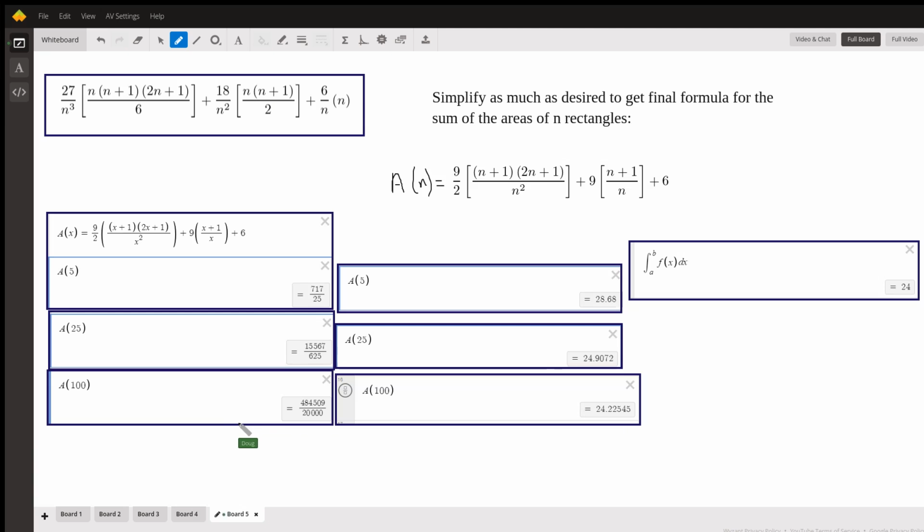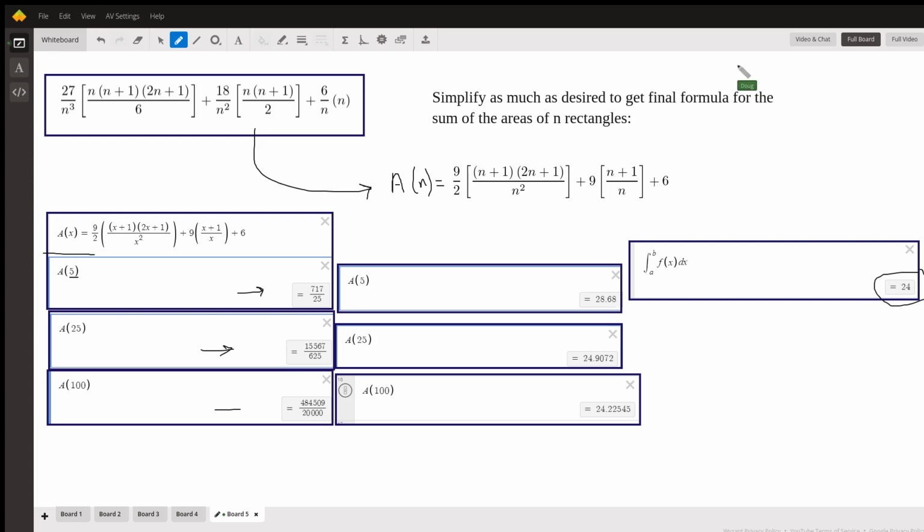Okay, so what do we got? We're going to simplify this a little bit, and I'll let you just see if you can follow along how we get to here. You could simplify even more if you wanted to, but here I've typed in that formula on Desmos and said, what's a sub 5? Well, it's 717/25. That's the area of 5 rectangles using right-hand endpoints. It's a decimal 28.68. You can look at the rest of these, see if this one compares with your answer. And here's the exact area using a definite integral, 24.